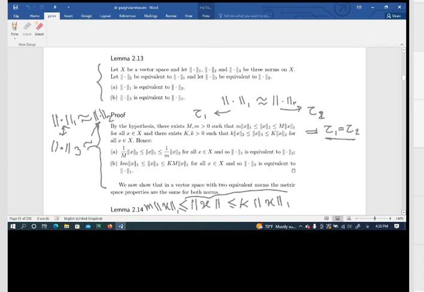So norm 1 is equivalent to norm 2 because norm 3 is equivalent to both norm 1 and norm 2. So norm 1 and norm 2 are equivalent also. B, norm 3 is equivalent to norm 1 and norm 2. Norm 3 is also equivalent to norm 1.